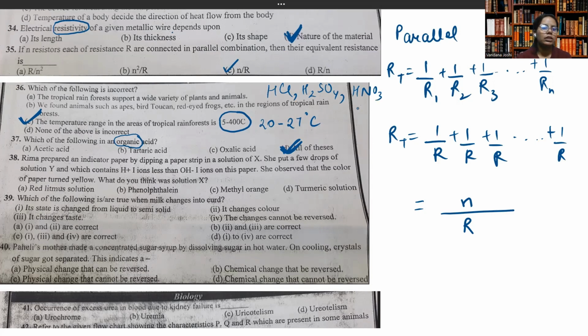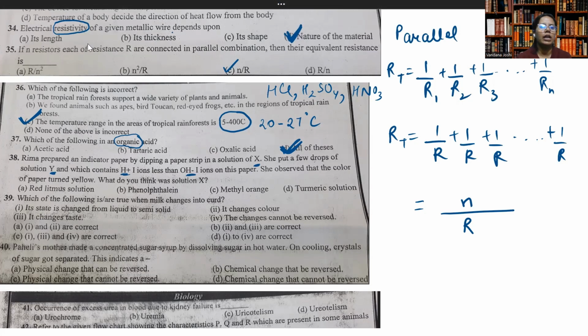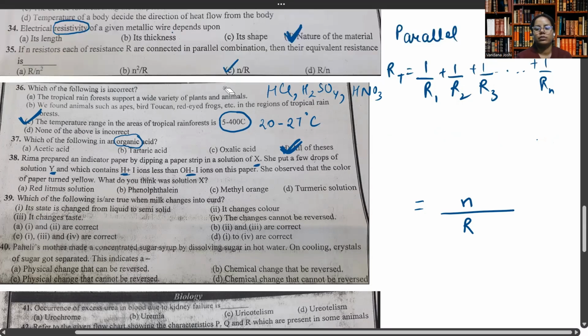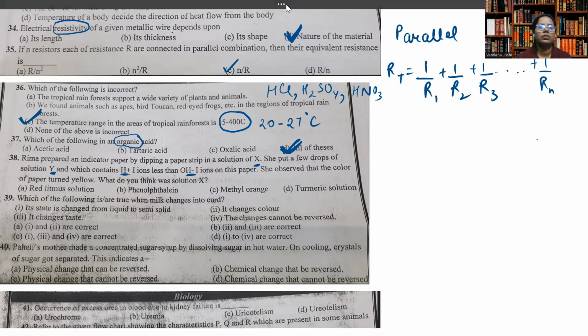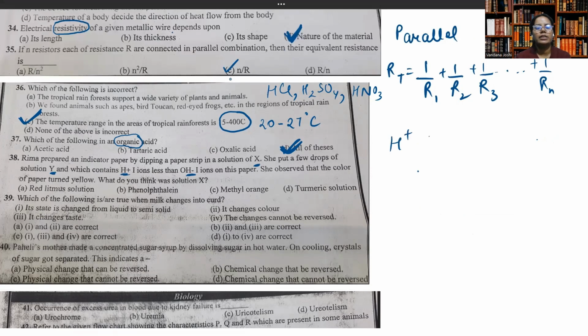Okay, moving on. Rima prepared an indicator paper by dipping a paper strip in a solution of X. Then she put a few drops of solution Y, which contains H plus ions less than OH minus ions, on this paper. Okay, let's see how to do this one. We have H plus ions less than OH minus ions.